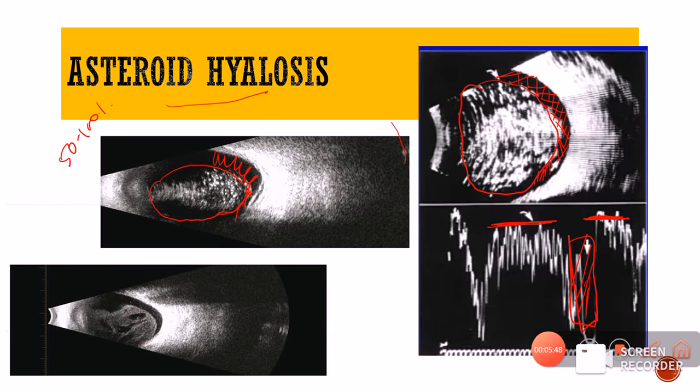Okay, now one more thing: this picture over here is nothing but the vitreous hemorrhage. You can see this is a diffuse vitreous hemorrhage, but over here are certain cystic spaces. This is vitreous hemorrhage with lacunae.